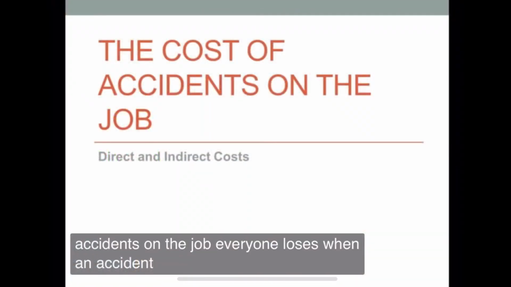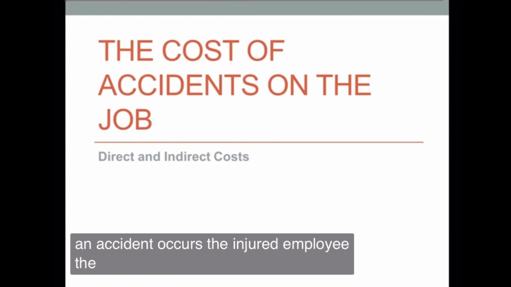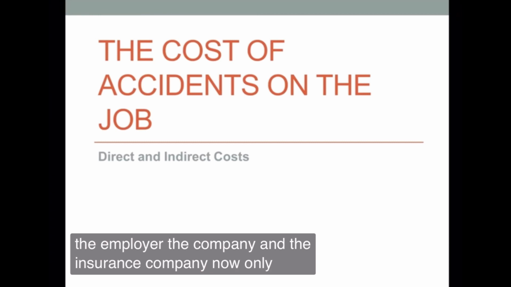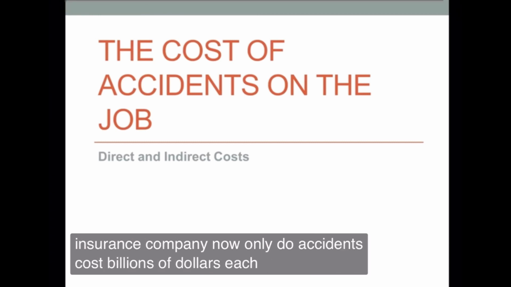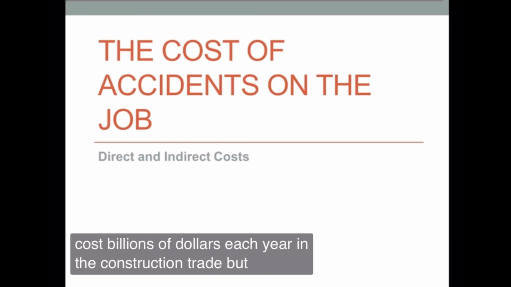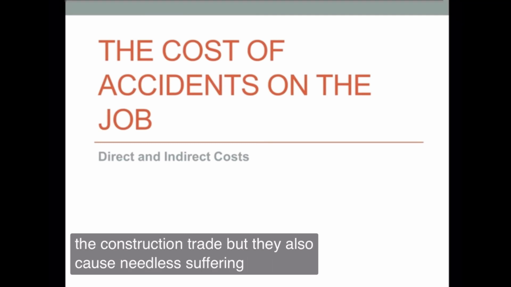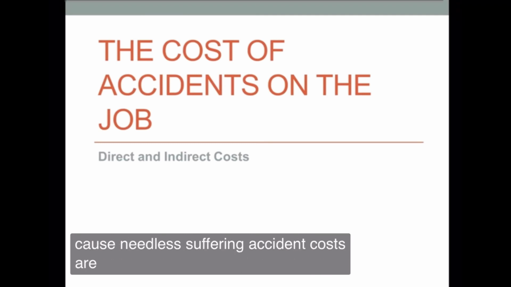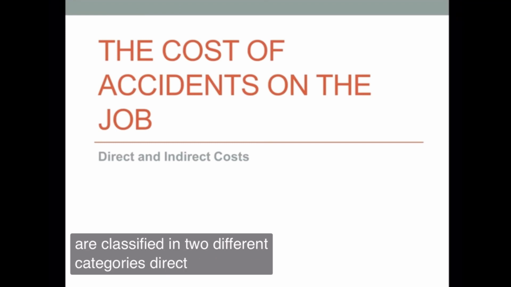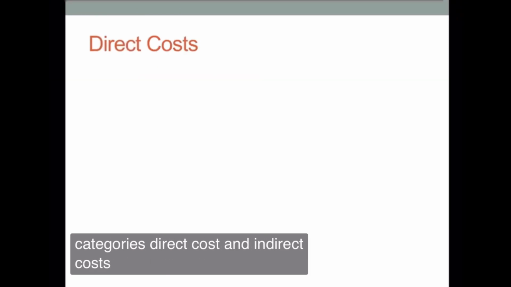Everyone loses when an accident occurs. The injured employee, the employer, the company, and the insurance company. Not only do accidents cost billions of dollars each year in the construction trade, but they also cause needless suffering. Accident costs are classified in two different categories: direct costs and indirect costs.